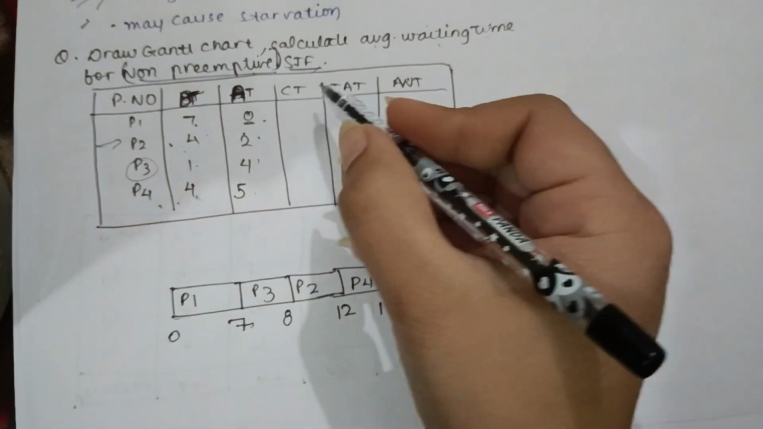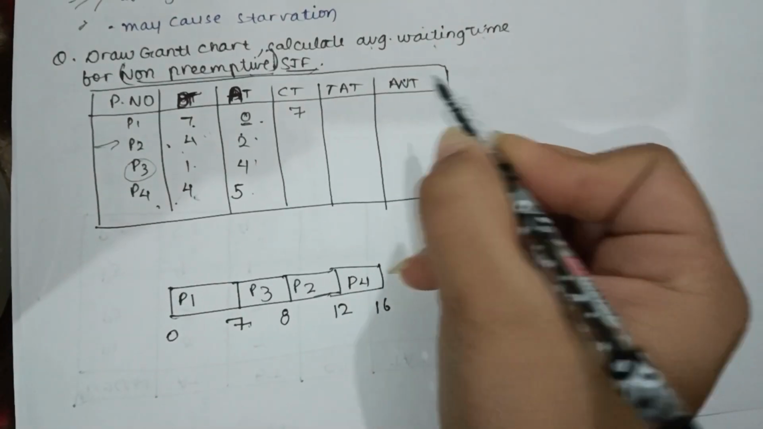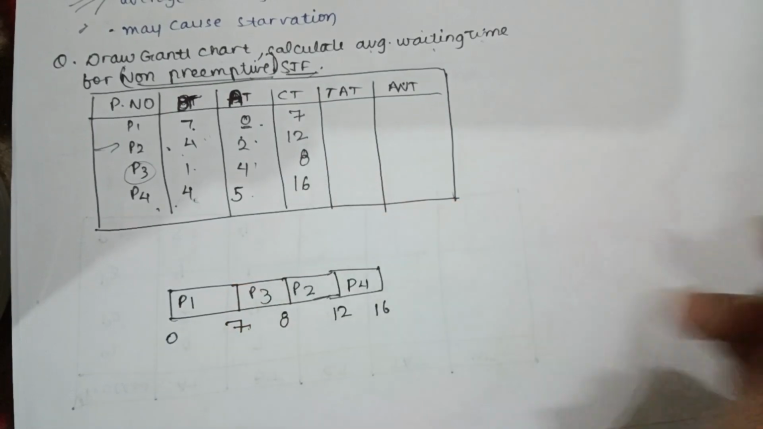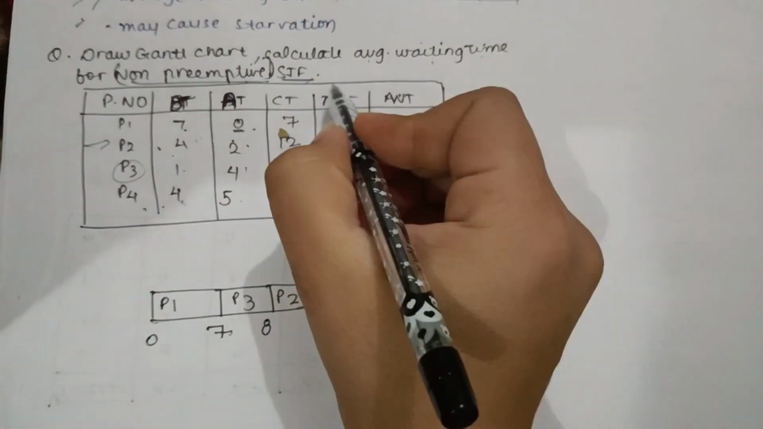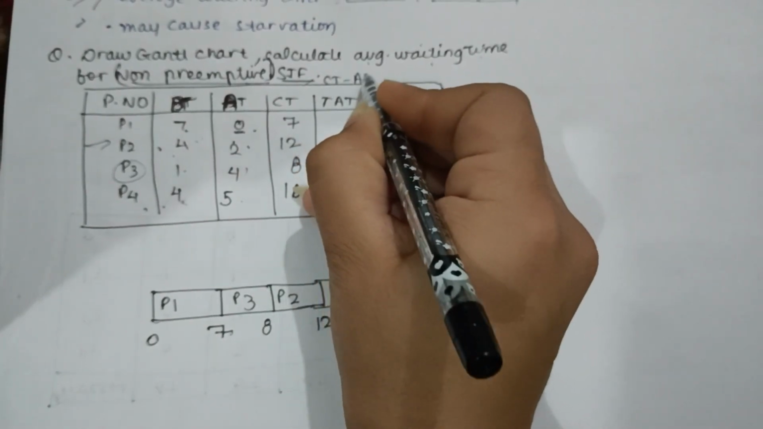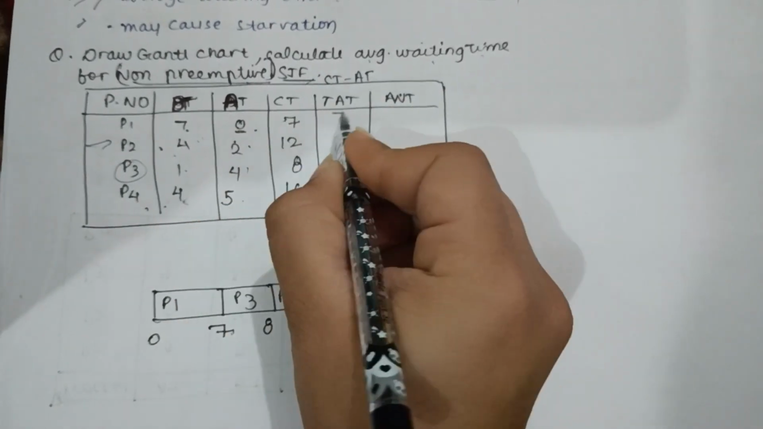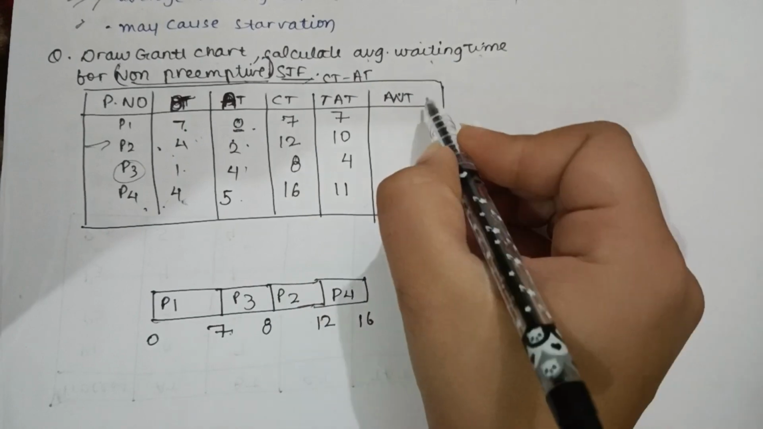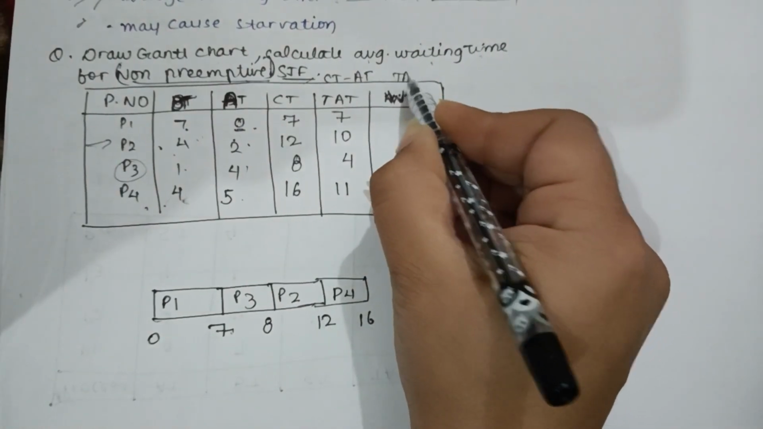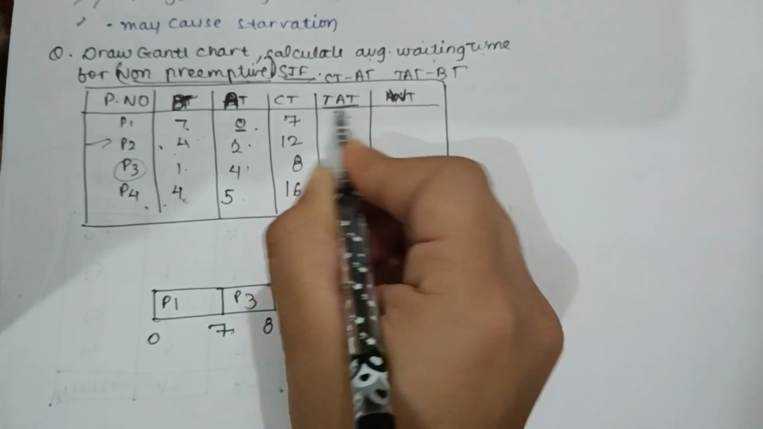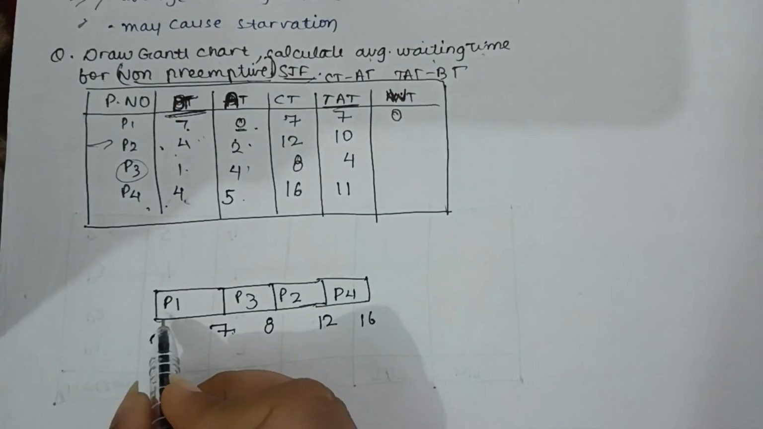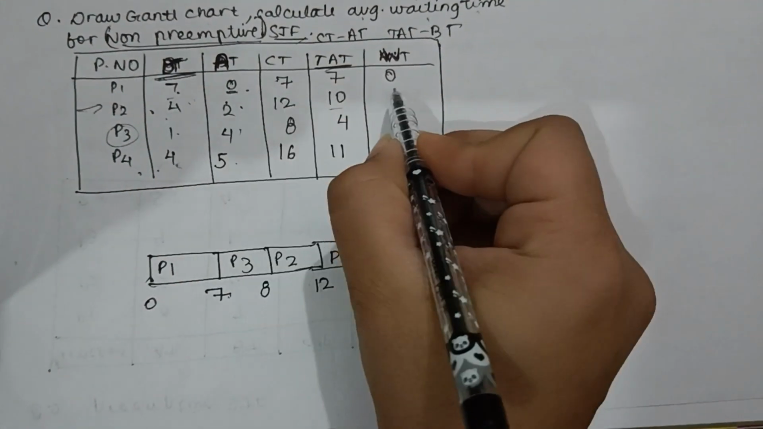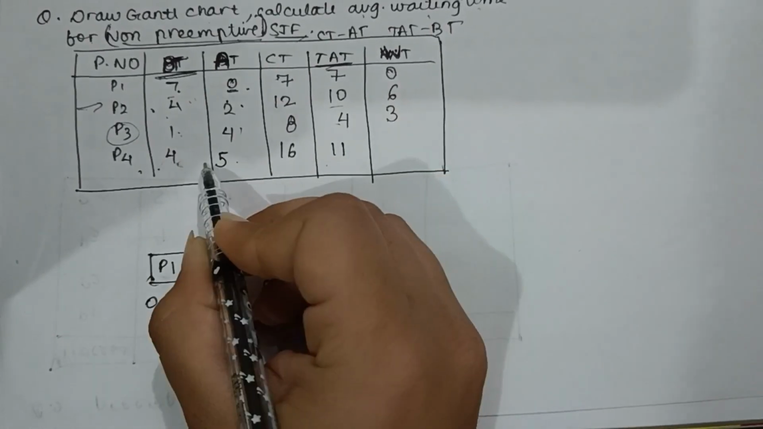So we may write the completion time. P1 is completed on 7, P2 is completed on 12, P3 on 8, and P4 on 16, right? And then we have turnaround time, which is the completion time minus arrival time. So completion time is this, arrival is this. So this is 7, 10, 4, then 11. And then we have the waiting time. Waiting time is turnaround time minus burst time. So P1 waited for 0 seconds because it was the first to get executed. Then 10 minus 4 is 6, 4 minus 1 is 3, 11 minus 4 is 7.